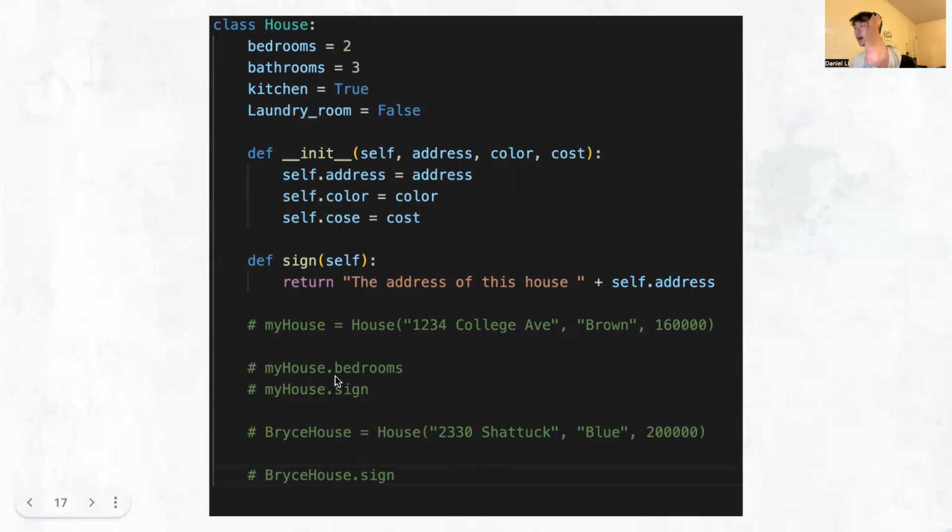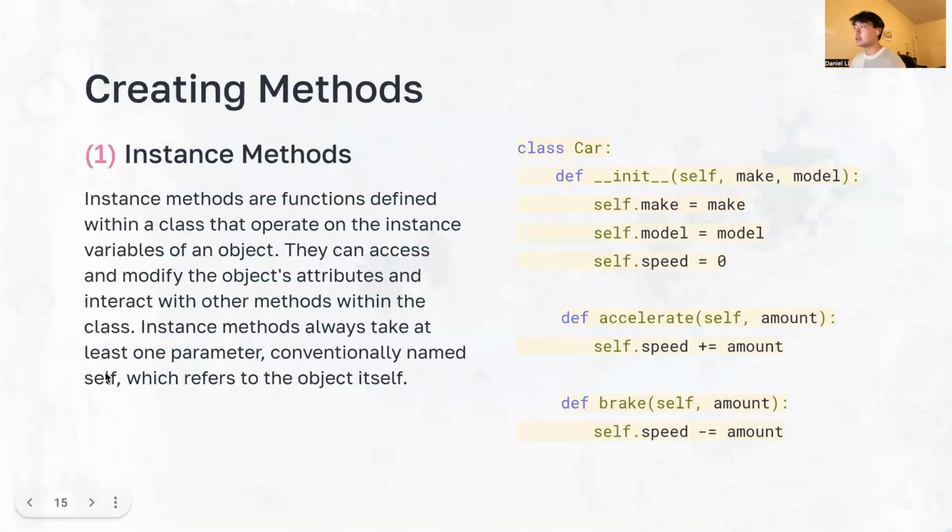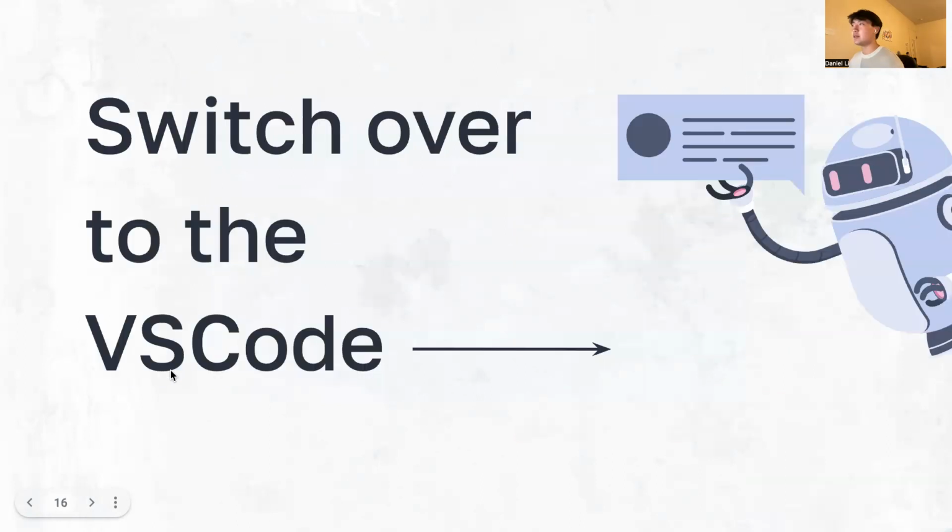So if I call my house dot bedrooms, it will return two. And then if I call my house dot sign, it will go into this sign method and return the address of this house is plus self.address. My address is 1234 College Ave, so it will return the address of this house is 1234 College Ave. Now, if I call Bryce house.sign, it will instead return the address of this house is 2330 Shattuck. I already talked about some methods, so I'll move on.